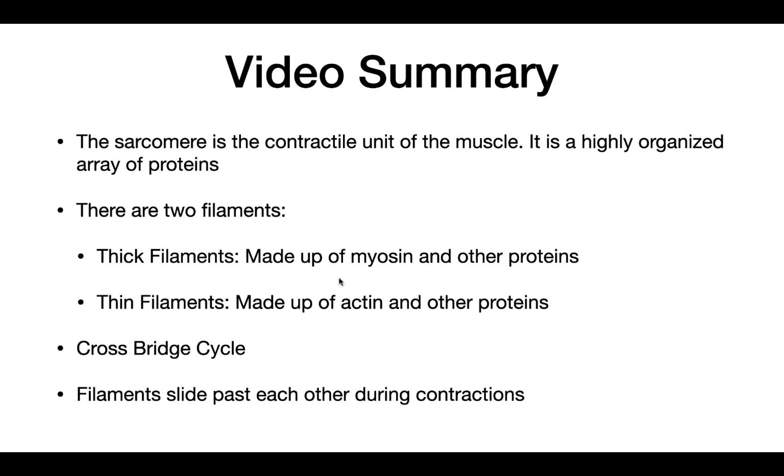So in summary, we talked about the sarcomere structure and that it's the contractile unit of the muscle. We talked in great detail about what the two filaments were that make up the sarcomere. We talked about the cross bridge cycle, and we also talked about how the two filaments slide past one another during a contraction.